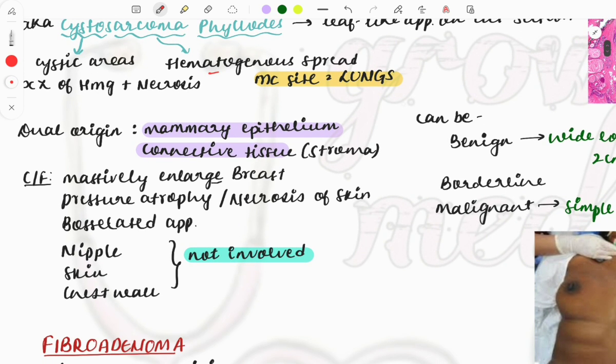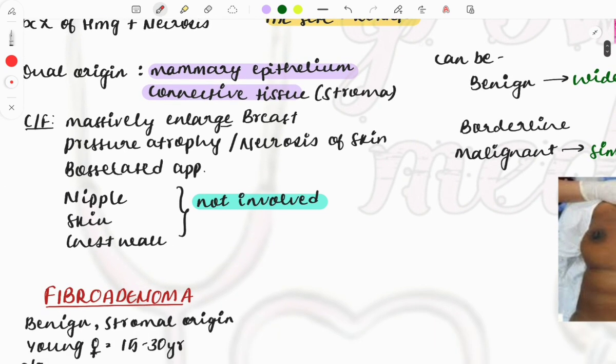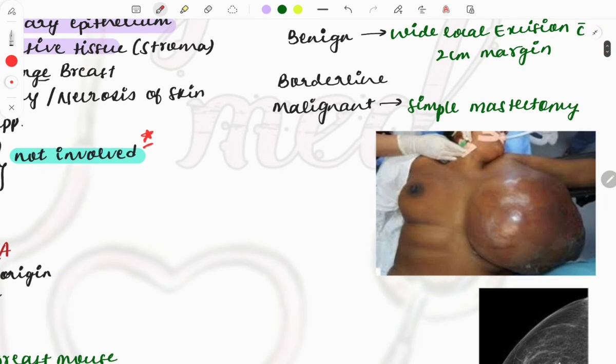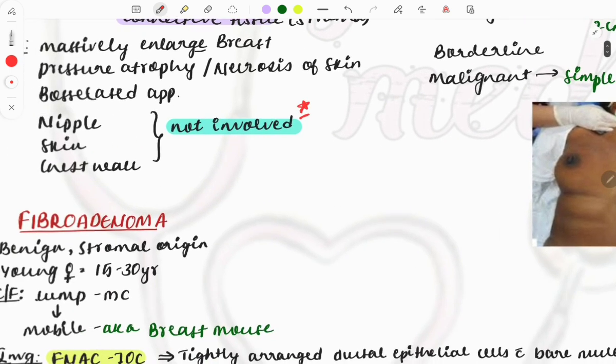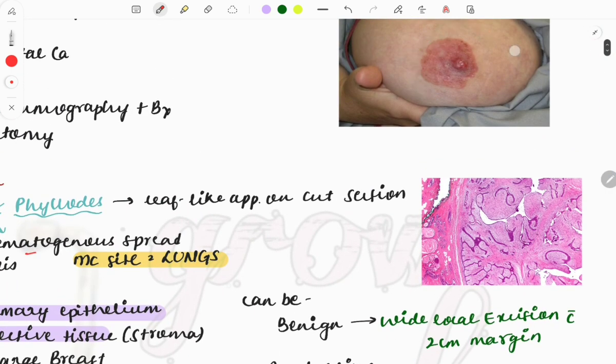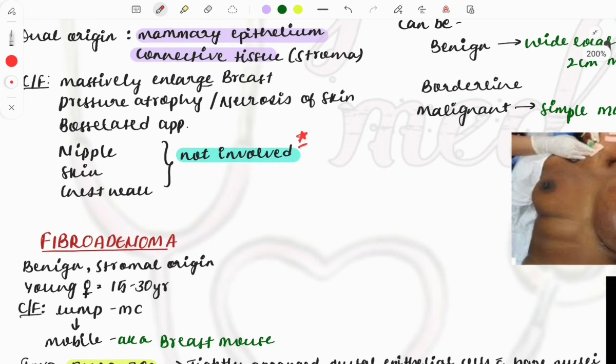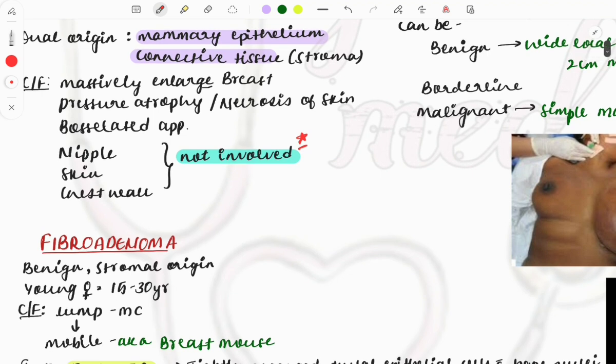Then dual origin: it has mammary epithelium and connective tissue stroma, and these are the clinical features which I've already discussed: massively enlarged breast, pressure atrophy or necrosis of the skin, bosselated appearance. The important point you must remember is that the nipple, the skin and the chest wall are not involved. All these will appear normal. In Paget's disease we saw that the nipple is involved, with an eczematous reaction on the nipple, but in this the nipple will be normal, and even the skin will be normal.